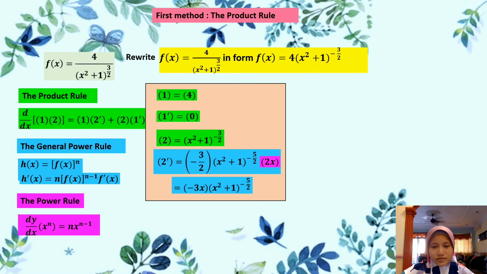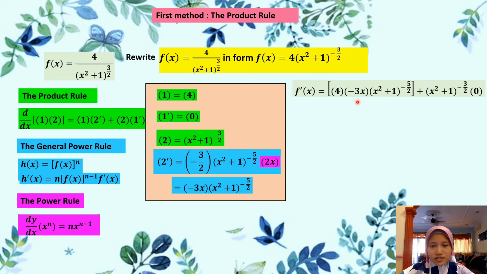Then 2x times negative 3 over 2, we will get negative 3x times (x squared plus 1) power negative 5 over 2. Then proceed to find f prime x. Insert into the formula. 1 is 4.